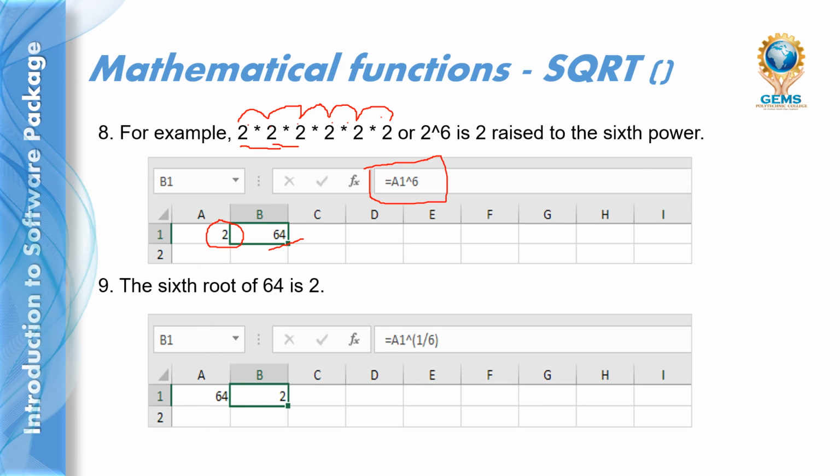Now if you want to see the sixth root of 64, which means the answer is 2, how will you calculate it? You can see here equal to A1 to the power of 1 by 6. The A1 value is 64 and the exponent is 1 by 6. So we will get the value 2.